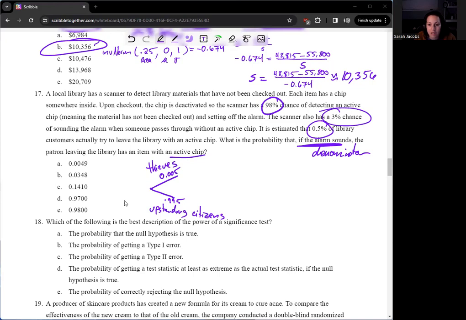Okay. The chip is deactivated when someone checks out, so the scanner has a 98% chance of detecting an active chip, meaning the material has not been checked out and setting off the alarm. So, try to leave the library with an active chip. And upstanding citizens not leaving with an active chip. I may have set this up a little backwards. That's okay.